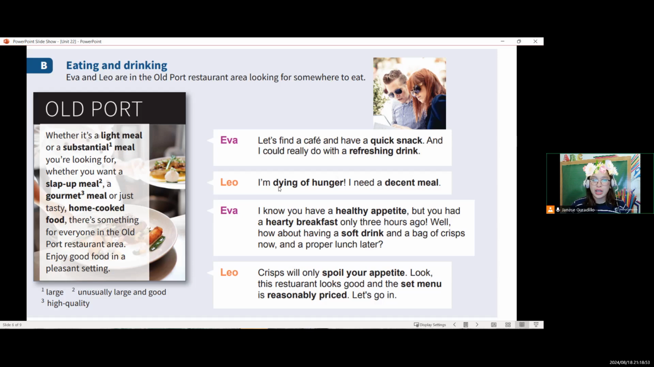So when you say substantial, it means large or the most important meal or big meal. Number two is slap up meal. When you say slap up meal, it means unusually large and good. And number three, gourmet is high quality.